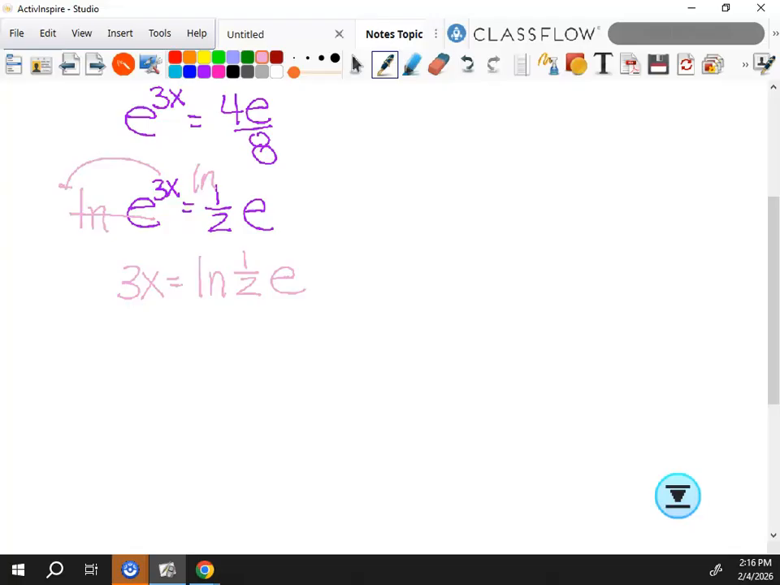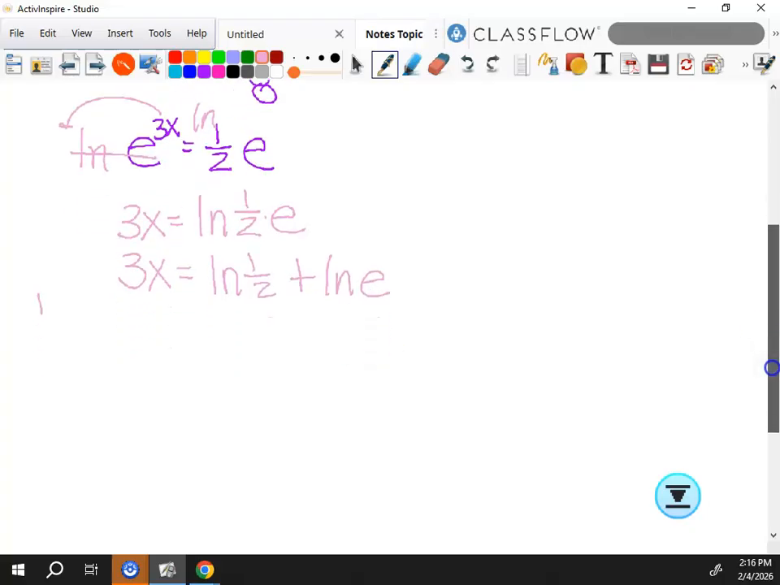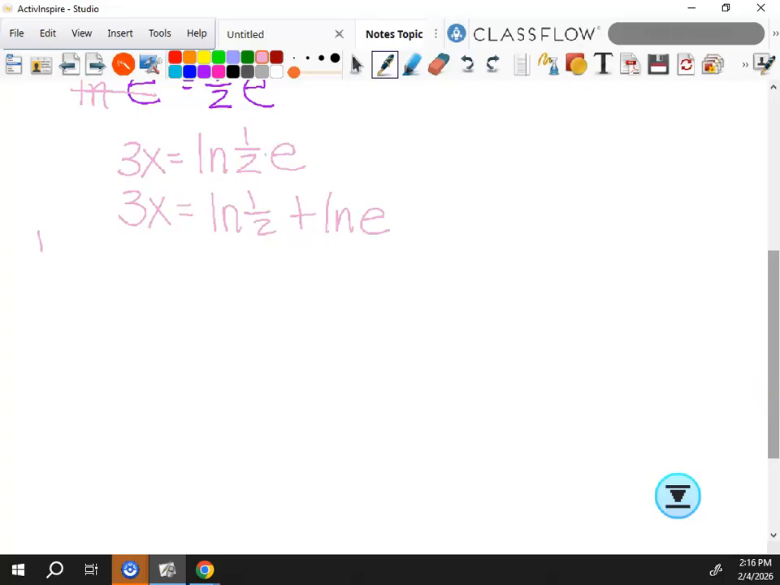It is a property. There's no magic actually happening here. So I have this. But on the right-hand side here, I actually have 2 things being multiplied. So I can change that into natural log of 1/2, and then what? Plus natural log of e, right? That's how you split that up when things are being multiplied. Now, what is the natural log of e? 1. So this becomes 1. So that means that x equals natural log of 1/2 plus 1 over 3. Okay?